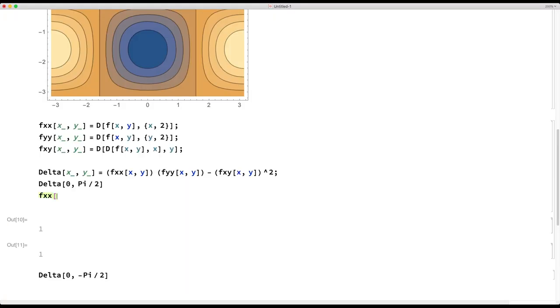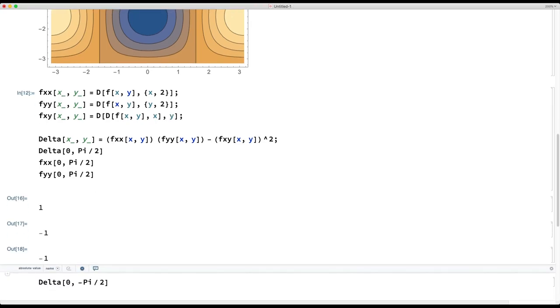Okay, so let me concentrate on the suspected maximum point. I'm going to move this down to a new cell. And the things I want to compute are fxx and fyy. These two things are basically my second derivatives in a coordinate sense, okay? And what do I get there?